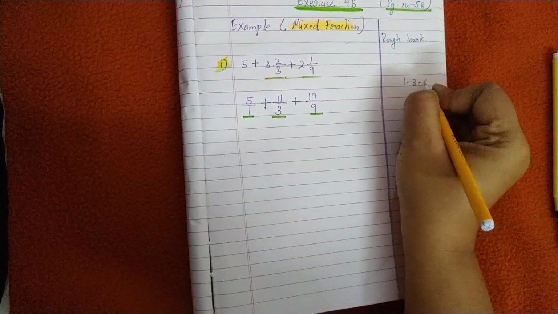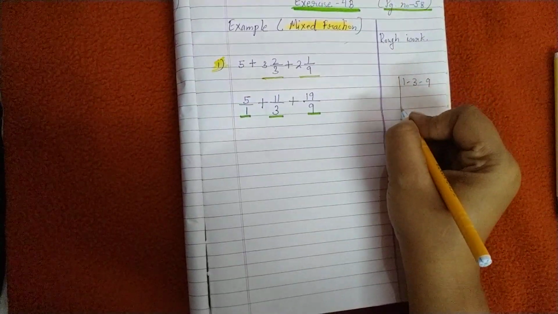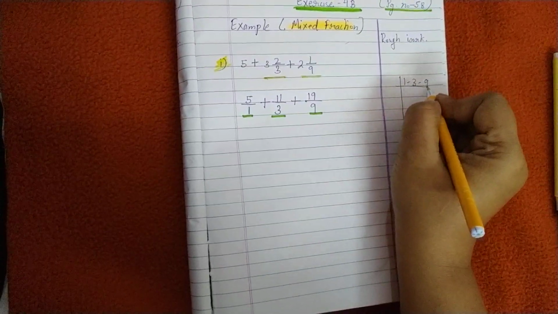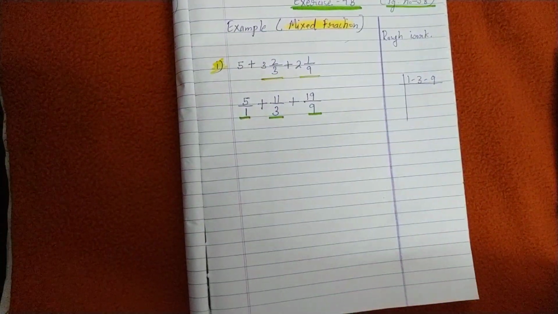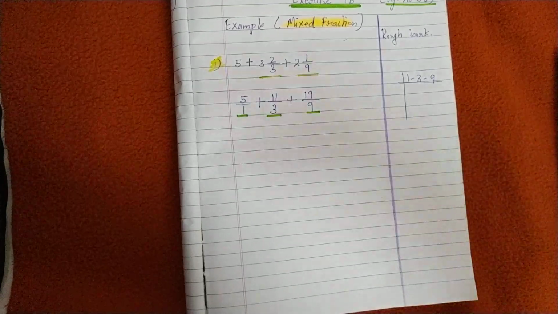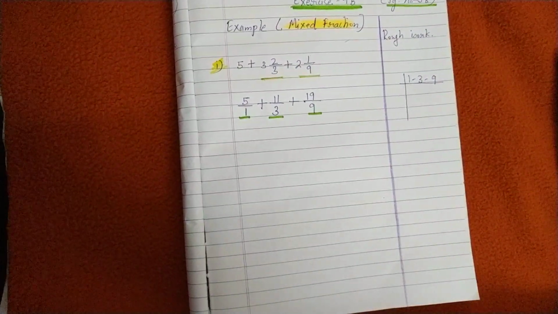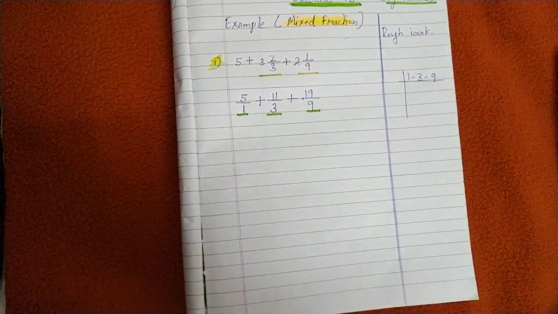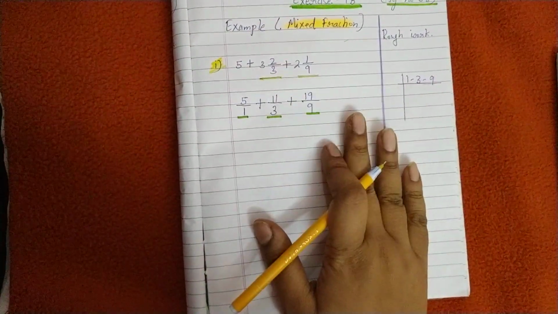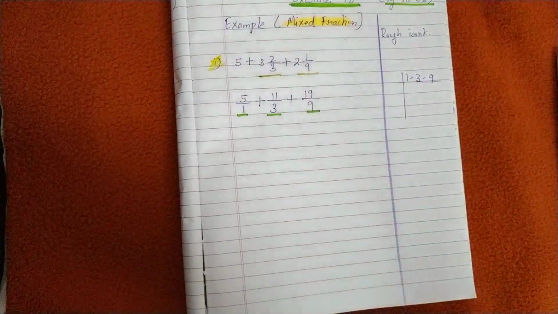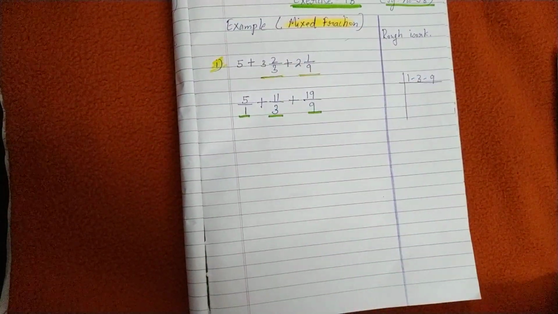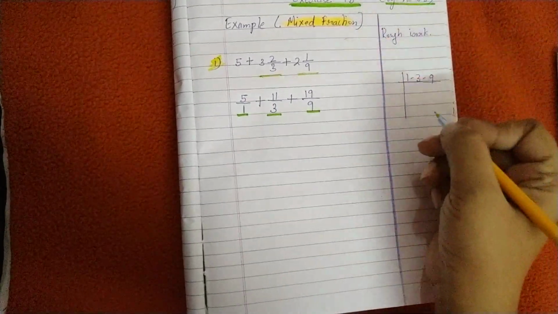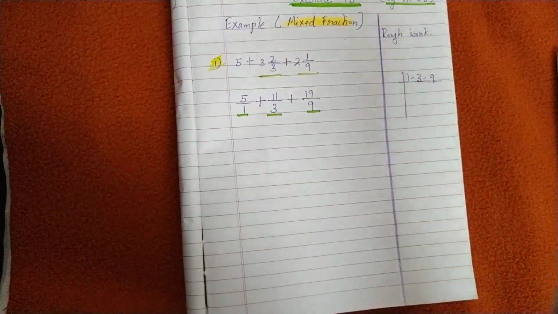1, 3, 9. Children, I never skip steps. You know why? Because I don't want you to make silly mistakes. This is just the start, so I want you all to solve step by step. Don't go for shortcuts. First practice, and once you are thorough with the method, then you can go for shortcuts. But till that time, pay attention to each and every step.